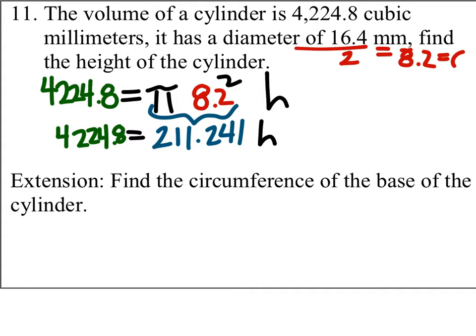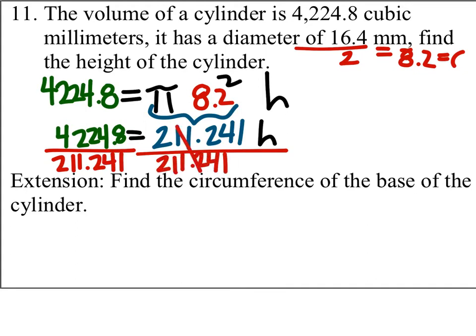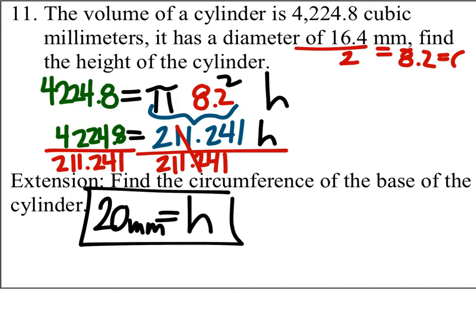To finish this off, we're going to solve it by dividing both sides by 211.241, so that those cancel out. Now if I round this, I got 19.9 repeating, which I'm just going to round to 20. The height is 20 millimeters.